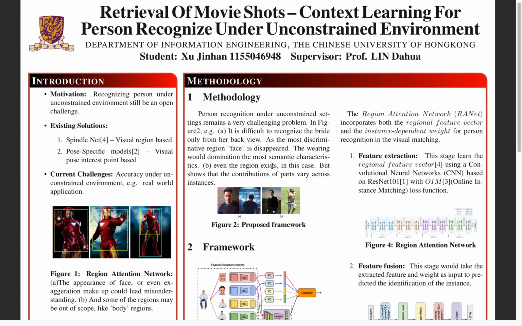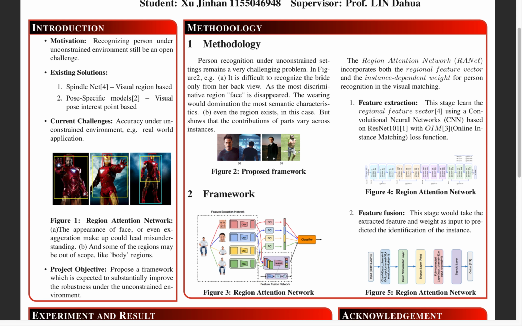Here is my final year project, and it is mainly focusing on person recognition in an unconstrained environment. Nowadays, face recognition techniques based on convolutional neural networks have achieved great success. There have been various mature applications widely used in normal life, but recognizing persons in an unconstrained environment is still an open challenge. Issues like unfavorable lighting, occlusions, non-frontal faces, or even covered faces can significantly affect the recognition accuracy. This picture is just an example.